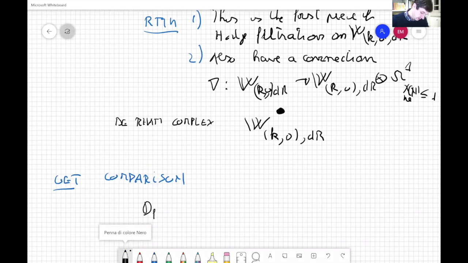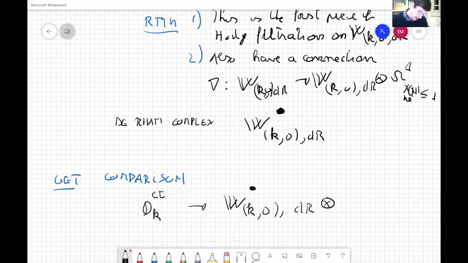From D_dR etale to this space D_K^0, the de Rham tensor O B_dR plus, which is exactly the analog of what we had yesterday. So yesterday I ended my lecture having this on my whiteboard.